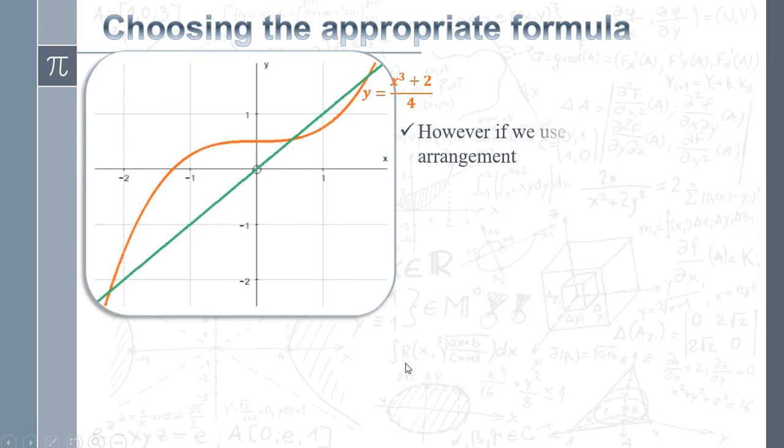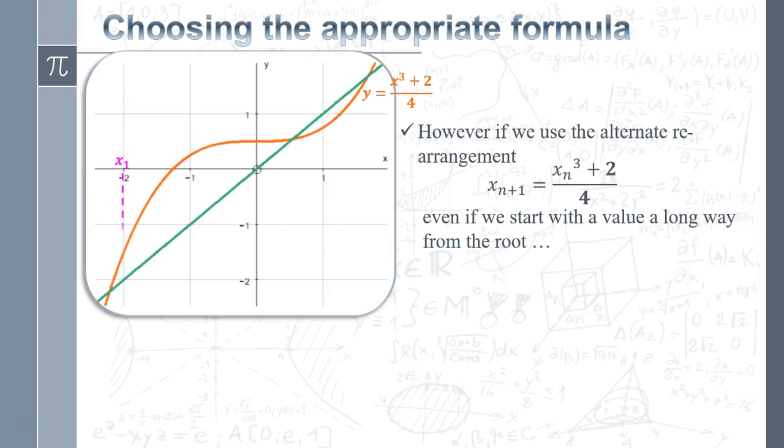Right. Let's have a look at what happens with the other rearrangement. So this one is y equals x cubed plus 2 all over 4. This was the one that will find our middle root. So what I'm doing is I'm starting off with the value of x1 that's down near -2, and we know this is not going to find the root there. It's actually going to find our root here. Let's see what's going on with this one. So there we go, and you can see straight away there's our staircase functioning in the same way, and it's taking us to that middle root.